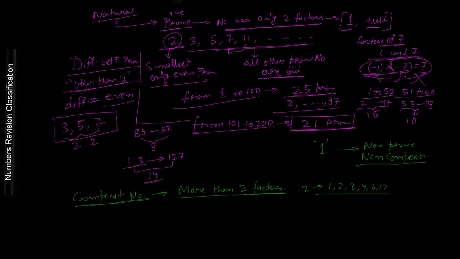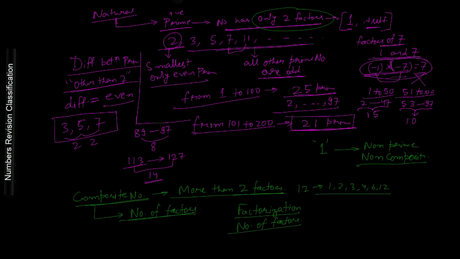So prime numbers have exactly 2 factors, composite numbers have more than 2 factors. So actually the composite number's identity would stand with its number of factors. The first thing that we need to understand is the factorization, and then the number of factors. Let's take it up in the next video.